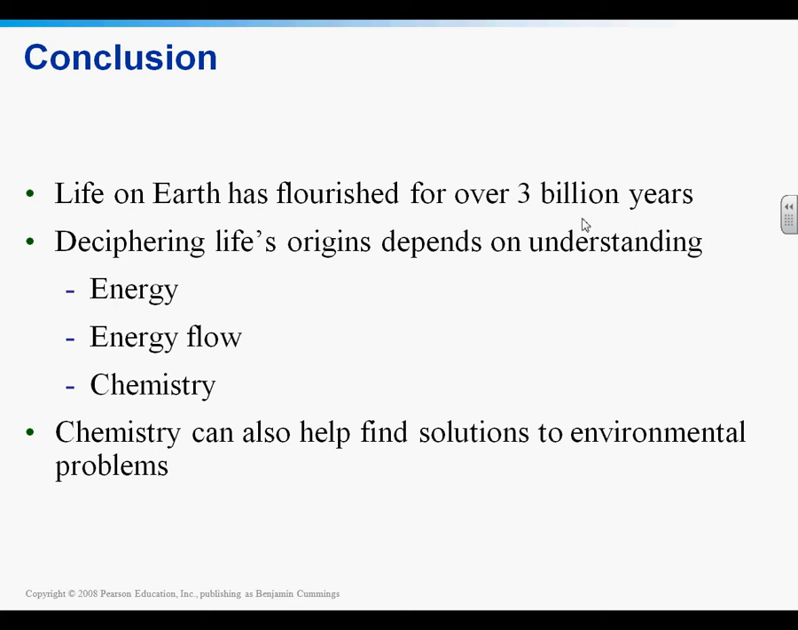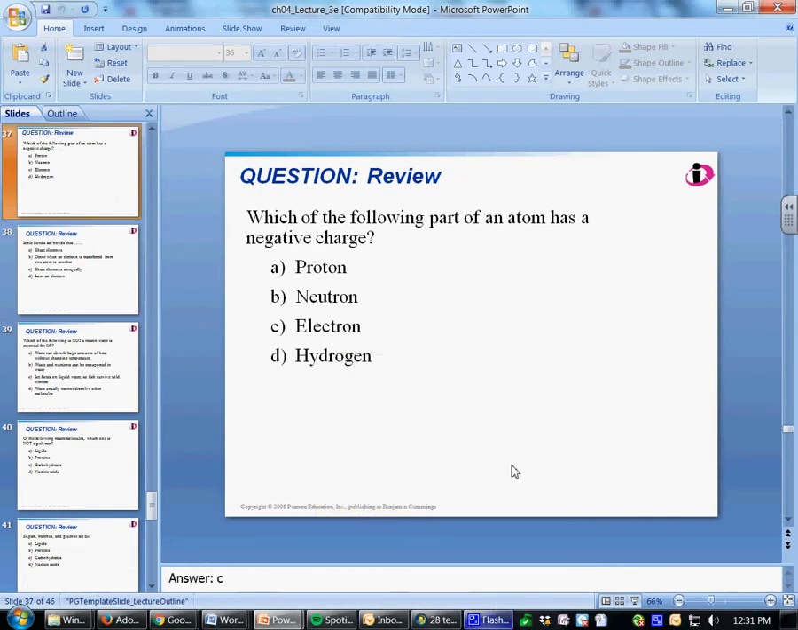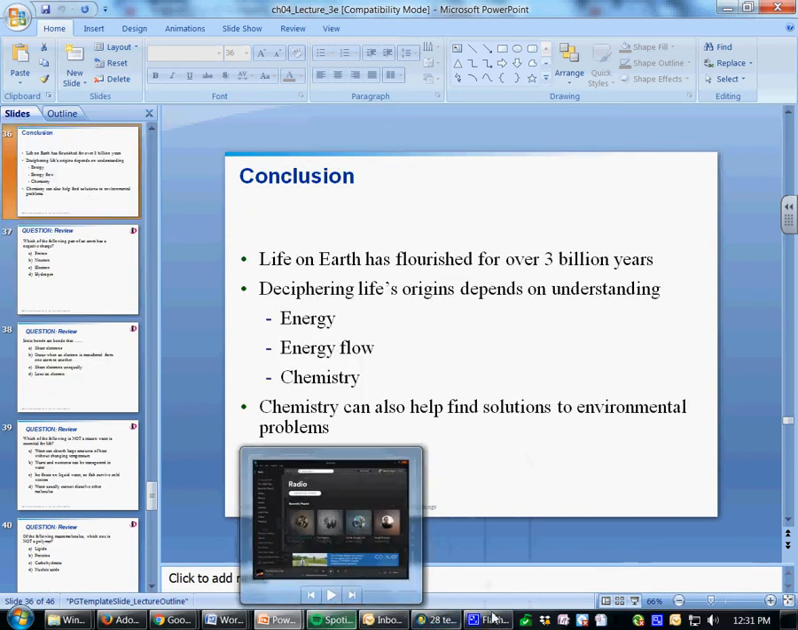It's had a hard time developing where it goes. But the main point that I'm giving you is that through energy and energy flow, we've been able to develop our world as it is, and so chemistry has played a huge role. Now, don't forget, chemistry is allowing us to solve environmental problems. I think that gives us a good understanding of life on Earth and where we've come from.